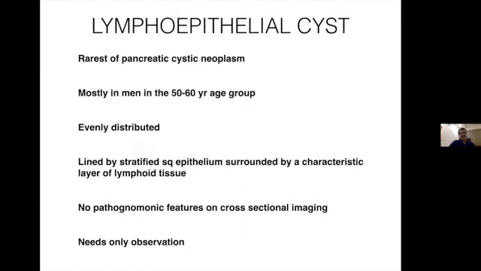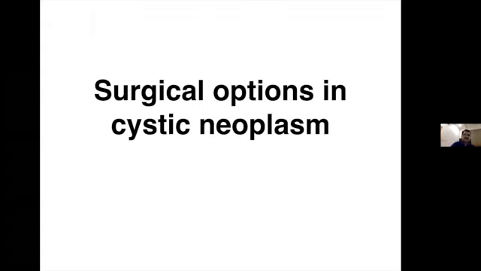So the next variant of cystic lesion is the lymphoepithelial cyst. It is one of the rarest of cystic neoplasms, and it is seen mostly in men. And it is evenly distributed. Even though it is very rarely seen, sometimes it can be symptomatic. The treatment of lymphoepithelial cyst is almost like a pseudocyst where you can just drain it into the jejunum or into the stomach because there is no malignant transformation described.